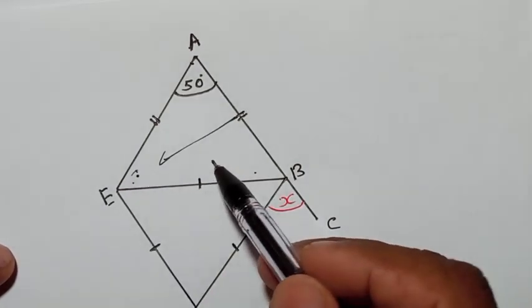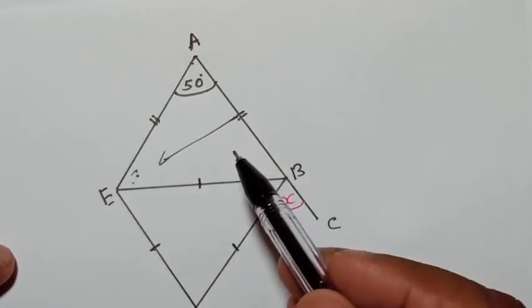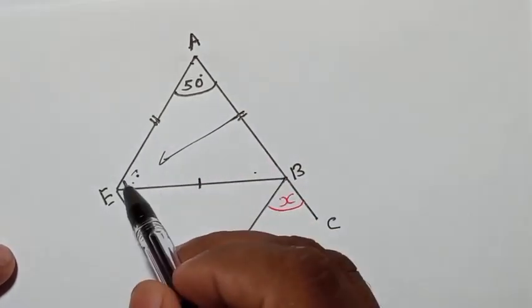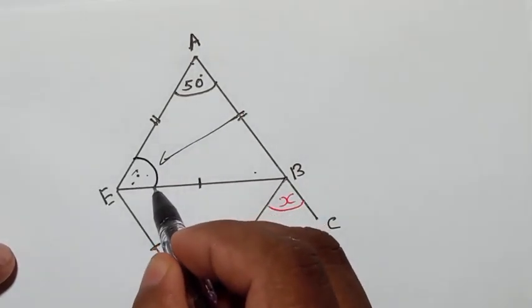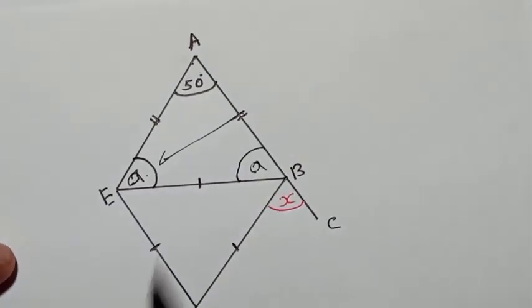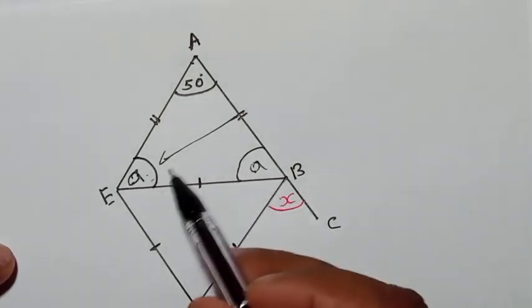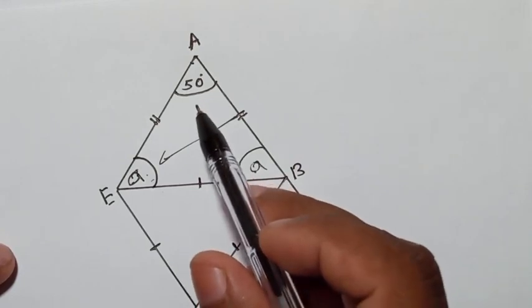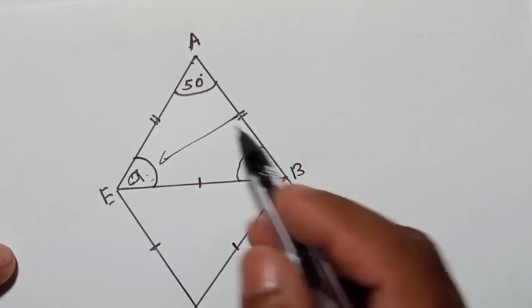Basic idea here: when you have an isosceles triangle, two sides are equal, and the opposite angles of those two sides are also equal, right? This side's opposite angle is this one, and this side's opposite angle is this one, so these two are also equal. So if I put A here, I can put A here also, because both are equal. Then actually you can do this even in your mind. These three add up to 180. 180 minus 50 is 130. 130 divided by 2 means 65. Like that we can get the answer.